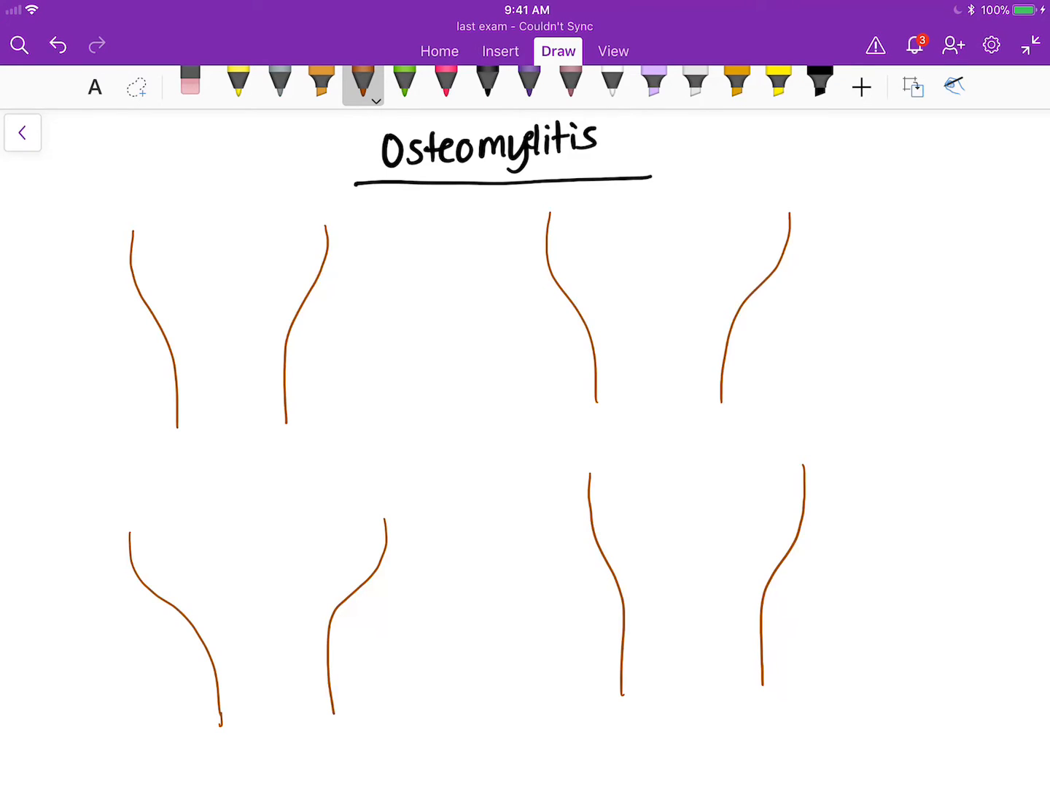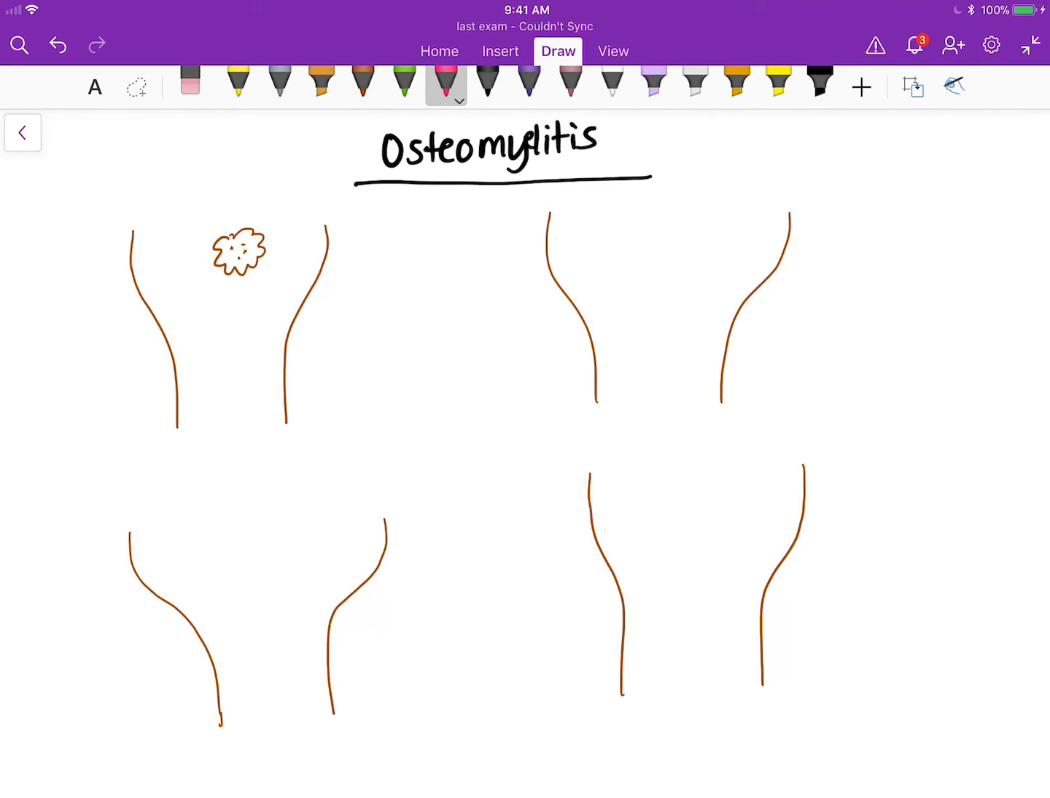So we're going to talk about how exactly you form an involucrum, a sequestrum, and a draining sinus in osteomyelitis. So first you start off with some sort of an abscess. So this is your bacteria. It has created an abscess here.